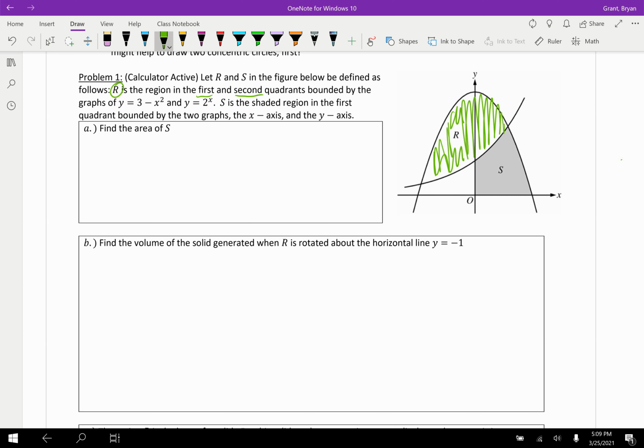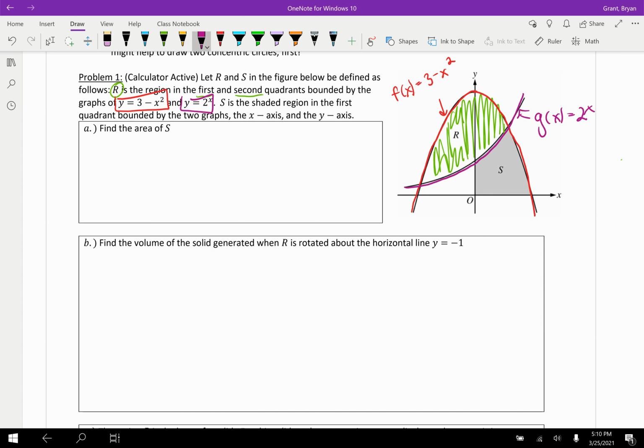It's the shaded region. We also have two graphs. We have y equals 3 minus x squared, negative x squared plus 3. This has got to be my downward facing parabola here. I'm actually going to rename this too. I'm going to call this f of x equals 3 minus x squared, so that instead of writing 3 minus x squared, I can just write f of x. That means you won't make any mistakes with parentheses or anything weird. And then we'll do the other one, which is y equals 2 to the x power. That's our exponential over here. We're going to call this g of x equals 2 to the x.